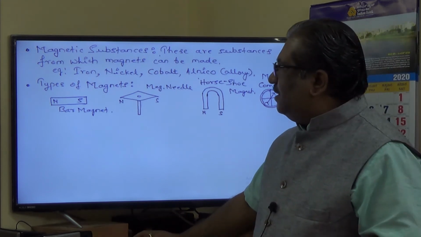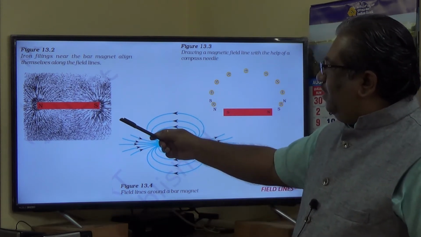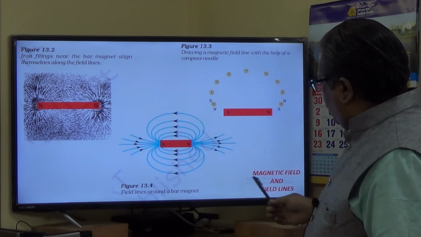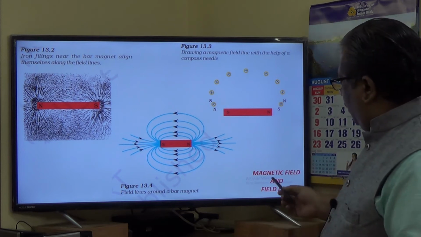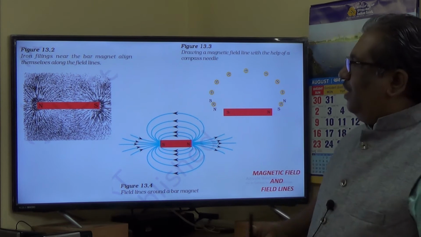So what else is there? Let's see the next slide. Yeah, here, this slide talks about magnetic field and the field lines. We should know what is magnetic field and field lines. We should know very clearly.